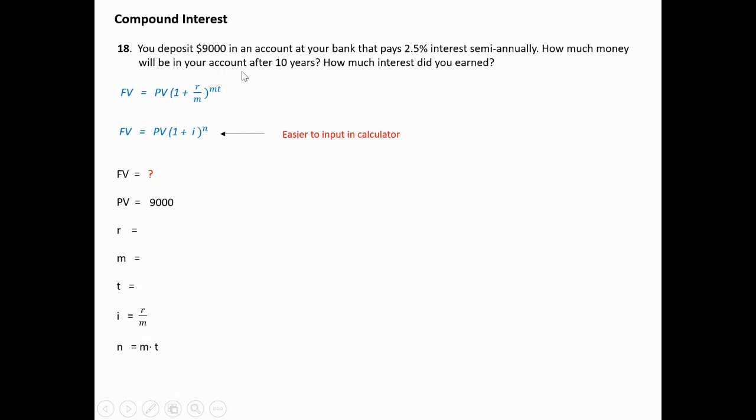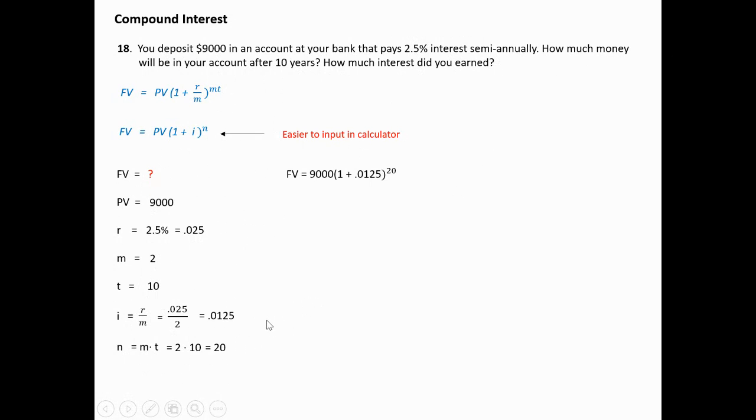So then the 9,000 must be the present value because that's the money that you deposited right now. My interest rate will be the 2.5%, converted to a decimal will give us 0.025. My M is the number of compounding periods, which is semi-annually, which is 2. My T in years will be 10. Now the I, we already have enough info to get my I, which is the R divided by M. 0.025 divided by 2 will give us 0.0125. And the N is M times T, so it's going to be 2 times 10, which will give us 20.